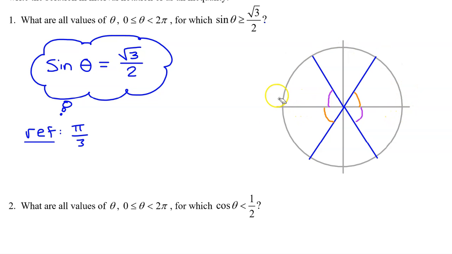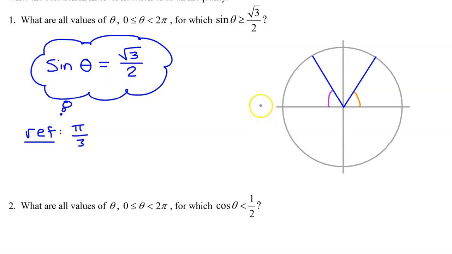On the interval from 0 to 2 pi, here are the 4 angles with a reference angle of pi over 3. Since we want the sine to equal positive radical 3 over 2, we will stick to the first quadrant and the second quadrant, where the y value, and thus the sine function, is positive.